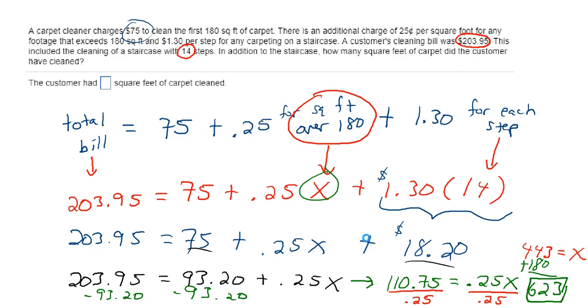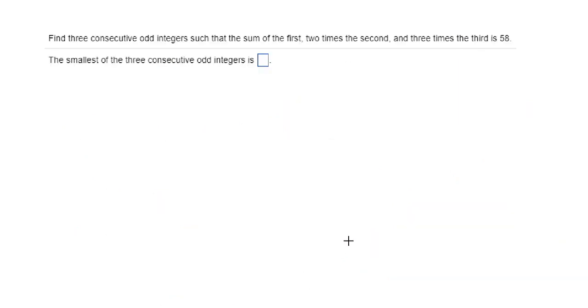All right, I have one more example here. This is a very common word problem, especially when you're introducing word problems for the first time in a course. Find 3 consecutive odd integers such that the sum of the first, 2 times the second, and 3 times the third is 58. So we want to add 3 consecutive odd integers together.